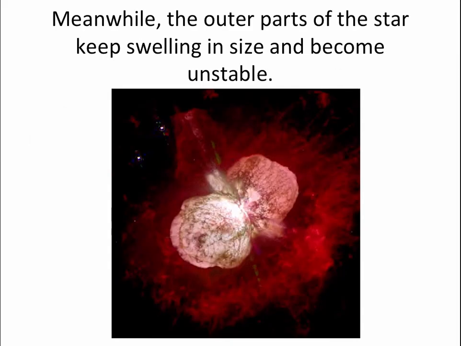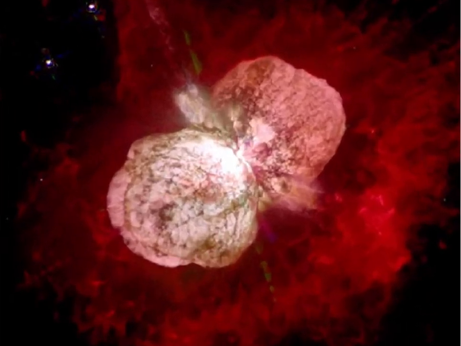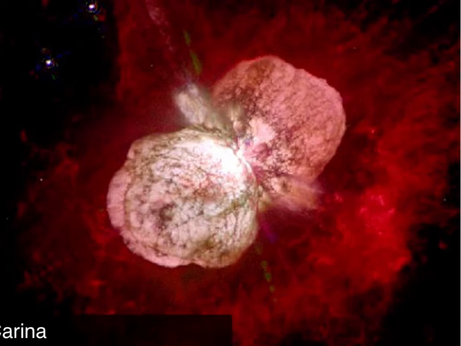In the meantime, the outer parts of the star keep swelling, and in these massive stars there's so much energy coming out of the core, and the outer layers get so fluffy that the outer part of the star becomes unstable. This is a picture, it's not an artist rendering, this is a picture taken by the Hubble Space Telescope of a star called Eta Carina.